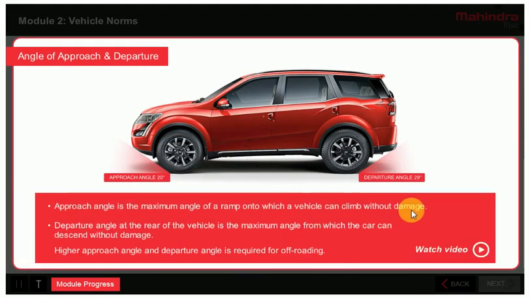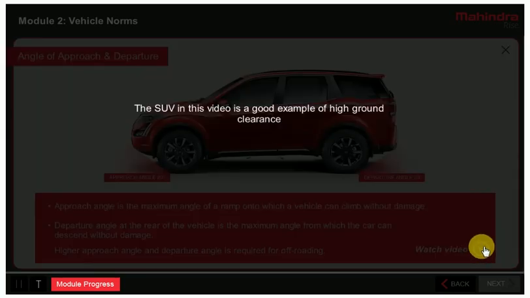Higher approach angle and departure angle is required for off-roading. Click on the button to see a video explaining the same. The SUV in this video is a good example of high ground clearance, larger approach and departure angle.